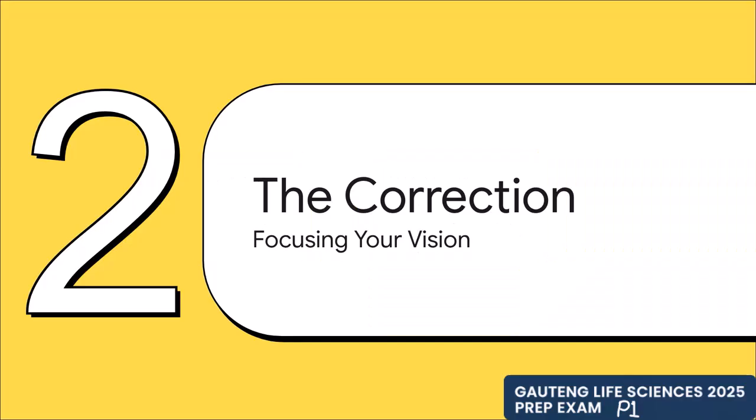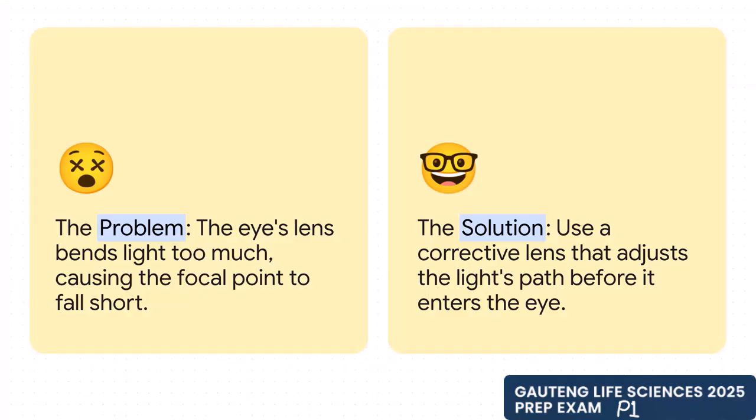Okay, so we get the problem. The eye is basically overachieving, bending light too much. So how do we fix it? Well, what's cool is that once you understand the problem, the solution makes perfect sense. Let's break it down. The problem is the eye's lens is bending light too aggressively, making the focus point fall short. So the solution has to be to pre-correct the light before it even gets to the eye. We need something to adjust its path, to give the eye's lens a little bit of help.